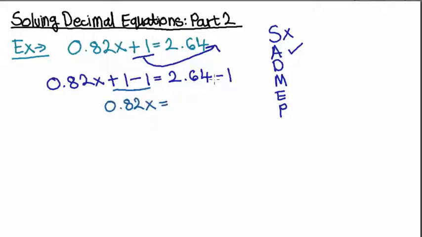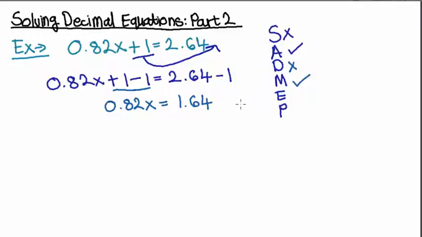On the other side, when I subtract 1 from the number 2.64, I will be left with the number 1.64. Now the next thing that I need to do is refer back to SAD-map and realize if there is any division that I need to get rid of. In this case, there is no division because I'm multiplying 0.82 and the variable x. Therefore, I do have some multiplication that I need to get rid of.